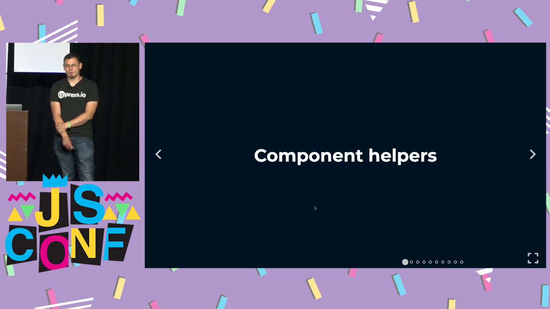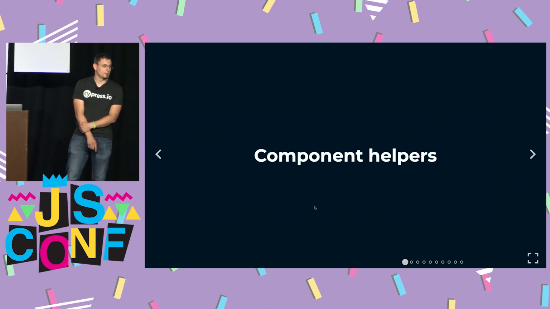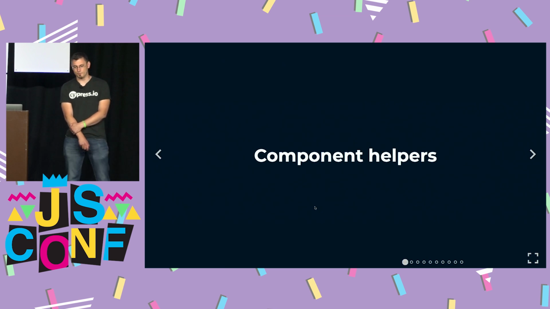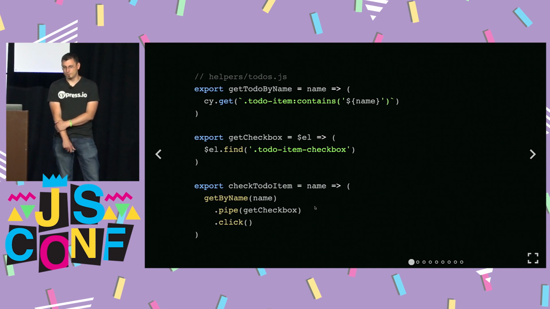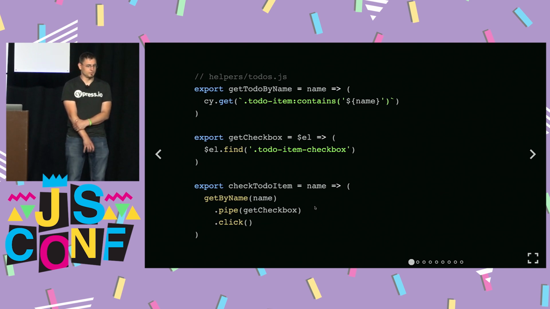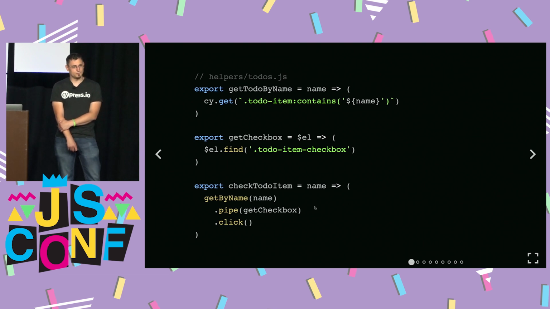So I coined it as component helpers, or basically component helper functions or helper functions. We had a few different names for it. So they look kind of like this. The first thing I did is just created a function called getToDoByName. You pass in the name, and what it does is it returns you a Cypress chainable object by some selector. Now, the only place that selector is available is inside of the helper itself, so your test code doesn't actually deal with it at all.